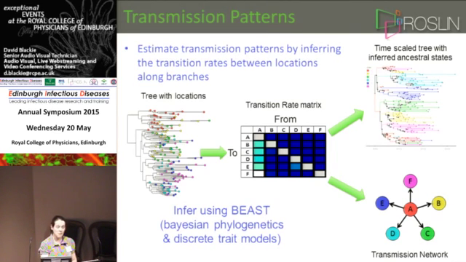So the idea is that you can estimate transmission patterns from the sequence data by inferring the transition rates along the branches.